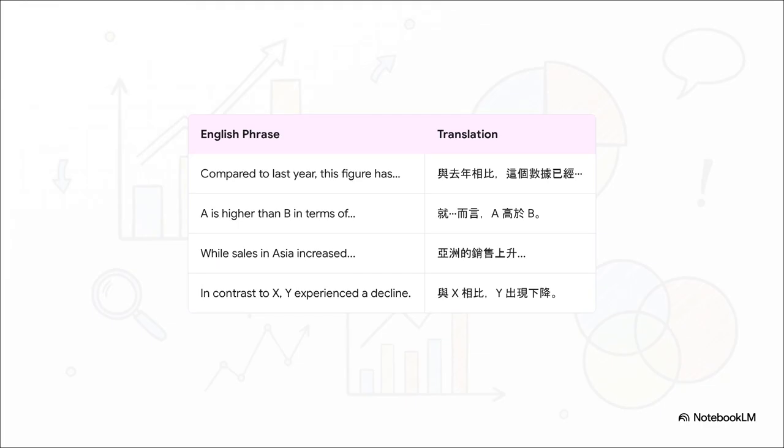Suddenly, you're not just reading off numbers anymore. You're actually interpreting them. So using phrases like "compared to last year" or "in contrast" helps you show the relationships between the data points. It really reveals the story behind the story.